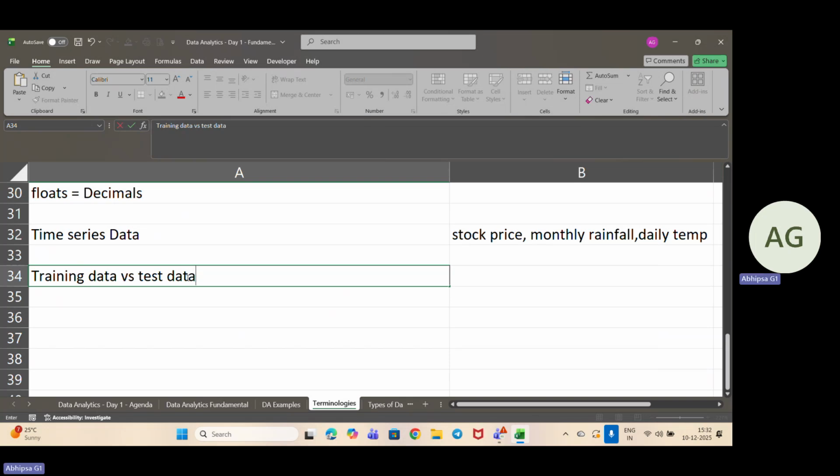Okay, so what is this training data and the test data? While we are working with machine learning, there are two terminologies that are very important: training data and testing data. Training data is the data that we use to teach our model, that is called the training, and the test data is the data that we keep separately to check the performance of the model, if the model has learned correctly or not.